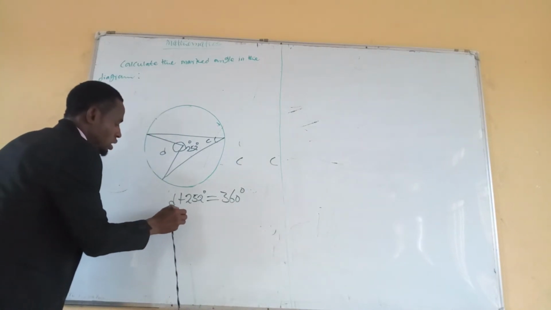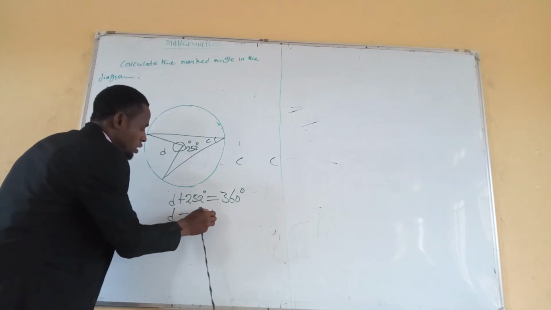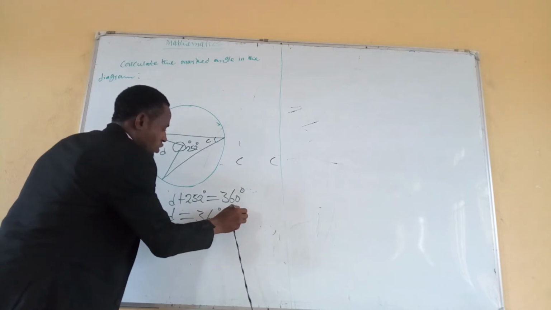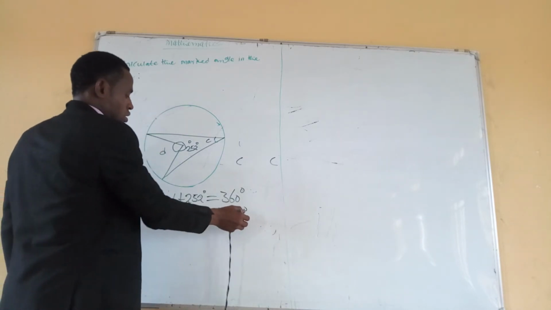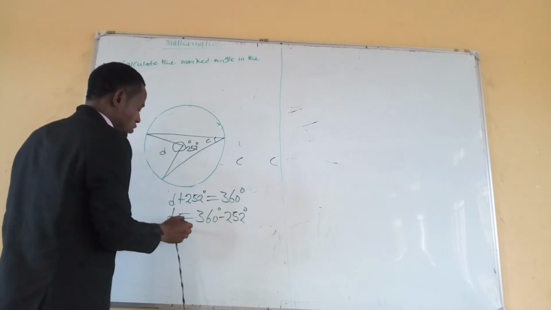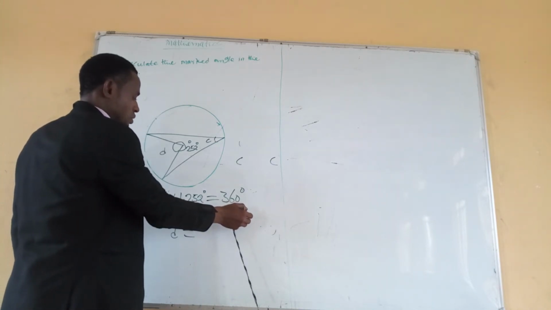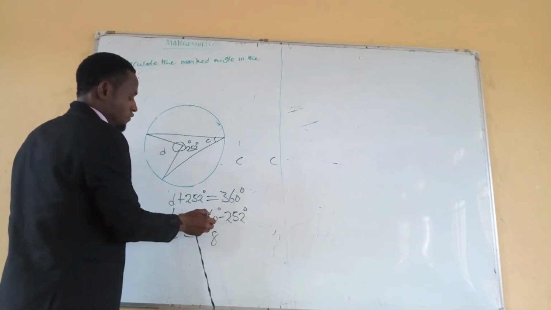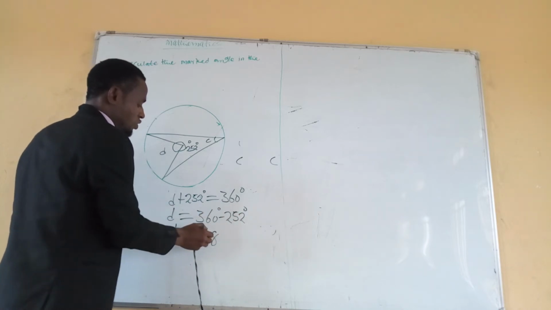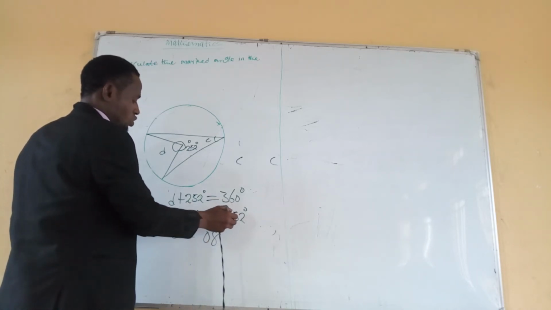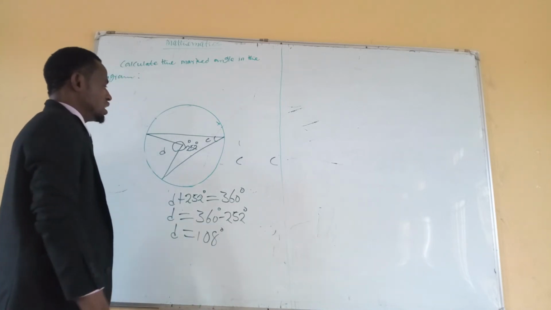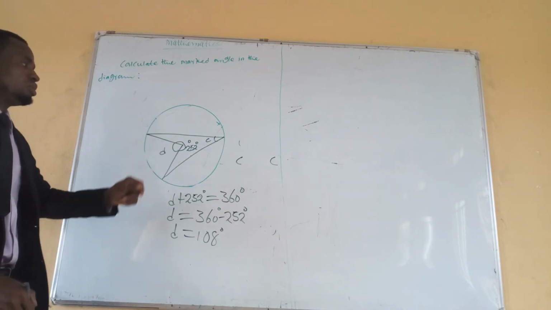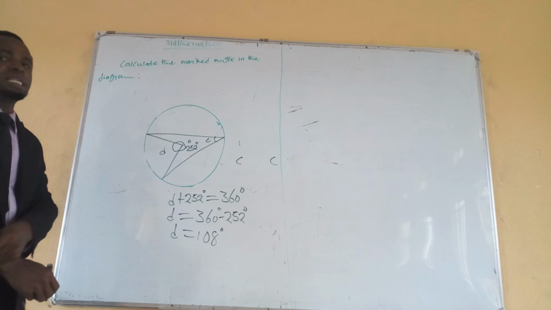Okay? So D is equal to 360 degrees minus 252 degrees. This is 10 here. 10 minus 2 is 8. Here remain 5. 5 minus 5, 0. Wait, 3 minus 2, 1. So we have D is 108 degrees. This angle.